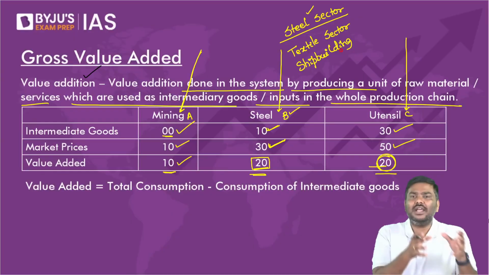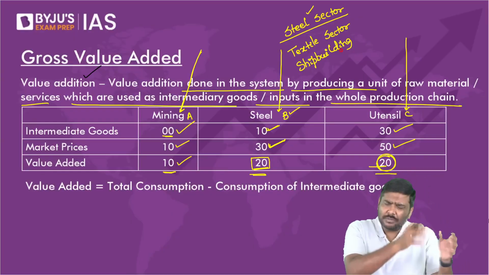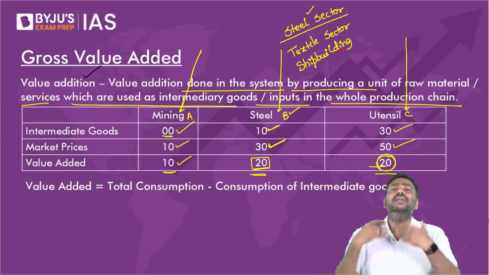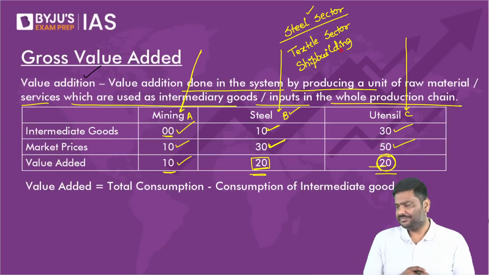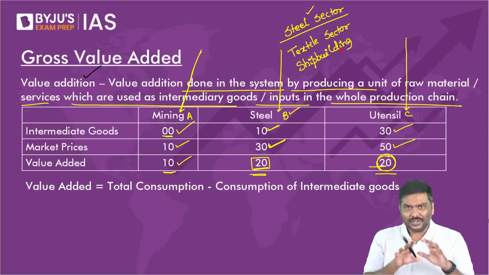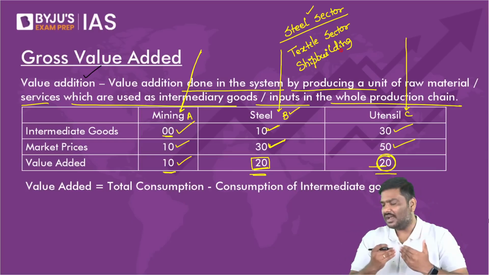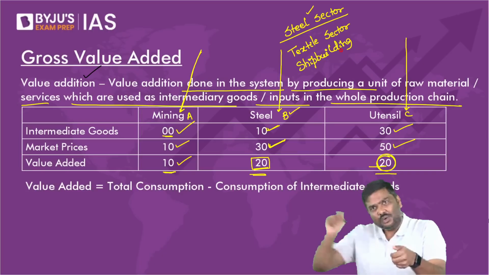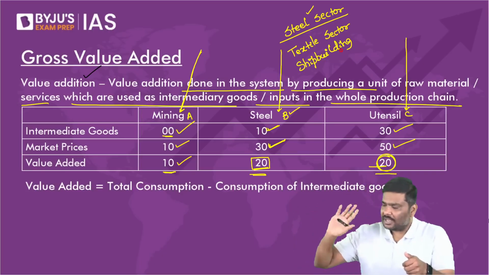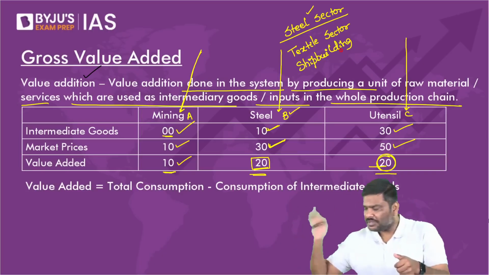So now can I calculate the total value addition done by all of them? Of course, yes. So this is why they will ask the companies to submit data, and use the data to calculate GDP. Any problem here? Please do let me know.